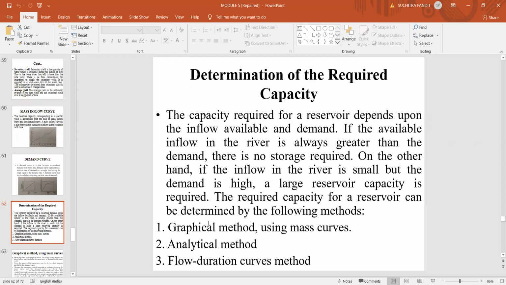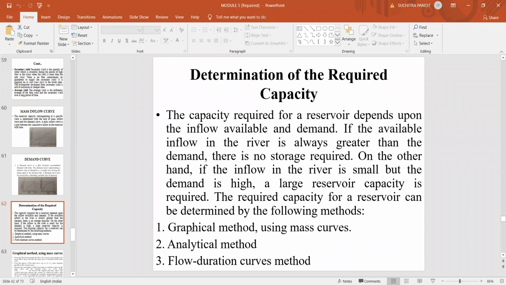a large reservoir capacity is required, because only during certain months in a year you have the inflow in the river, especially in the southern parts of India, peninsular India, where we have non-perennial rivers with sufficient flow only in the monsoon period. So in such a case, you require a large reservoir capacity so that water can be stored and the same water can be supplied during the different periods of the year.